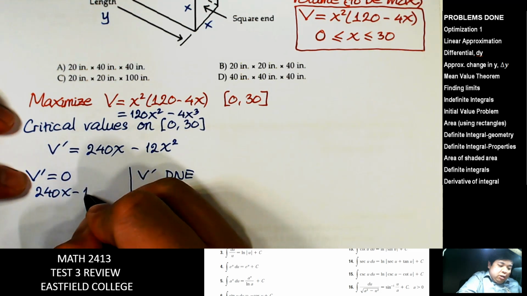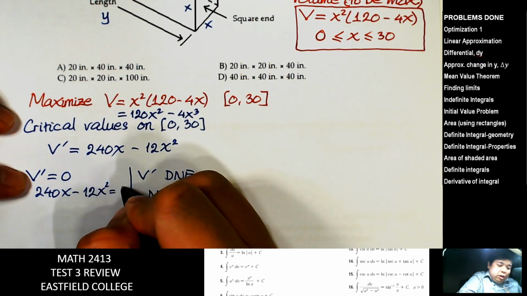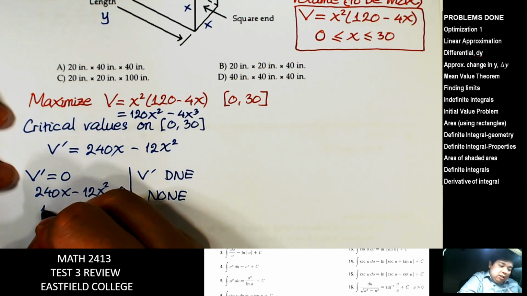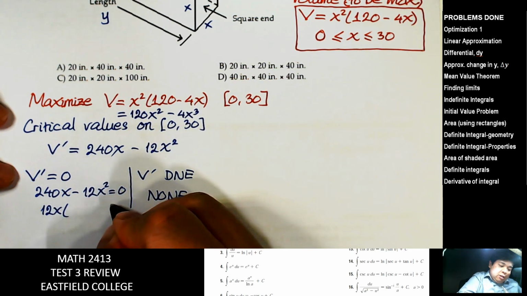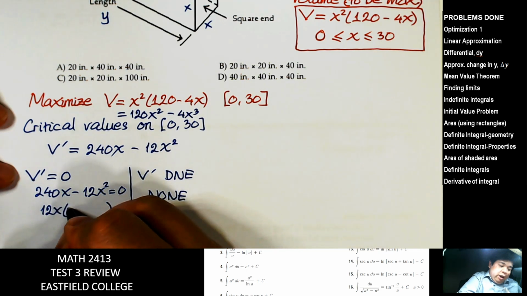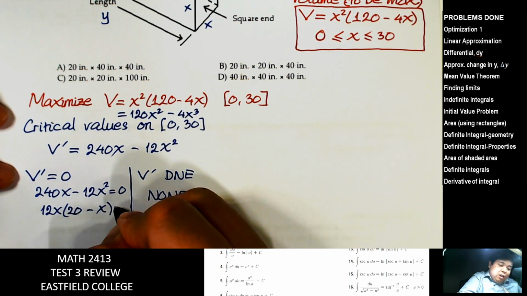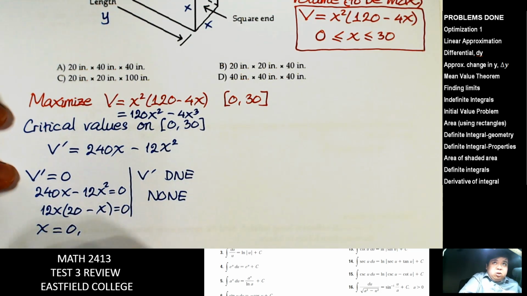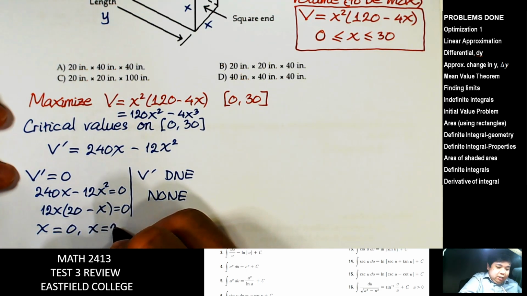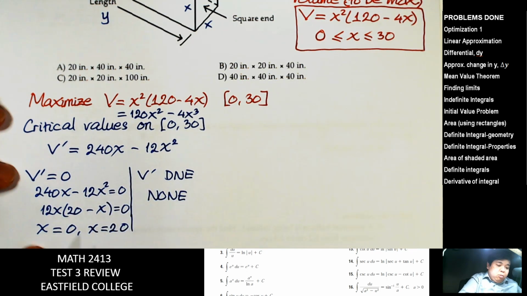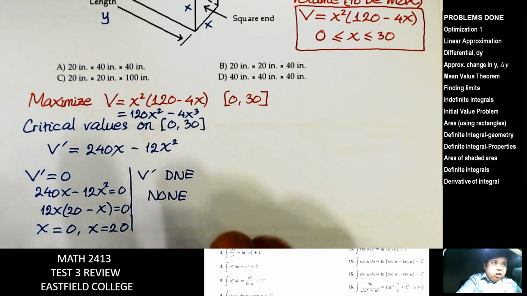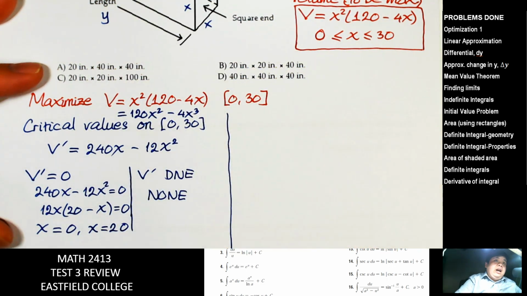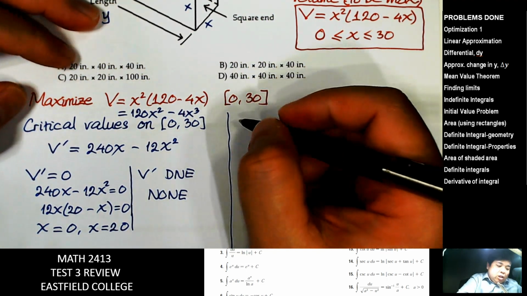240x minus 12x squared equal to 0. Factor out the 12x. We have 20 minus x equal to 0. So x equal to 0, x equal to 20. Both of them are between 0 and 30, which is good. And next we just evaluate on the table.